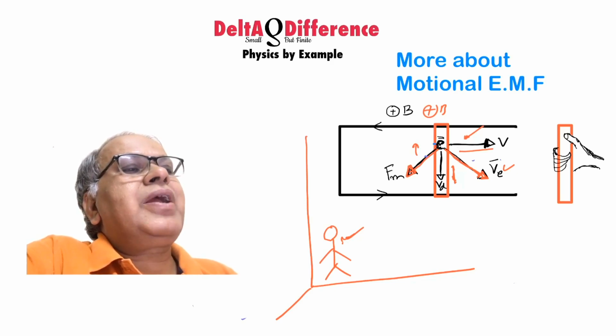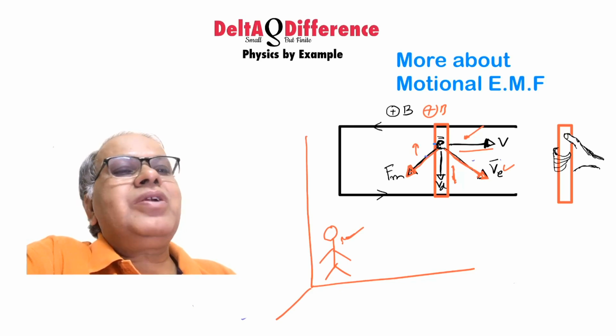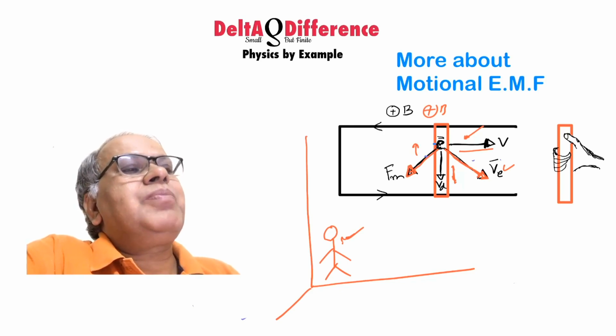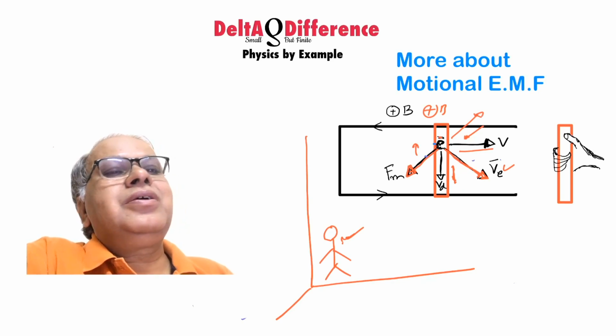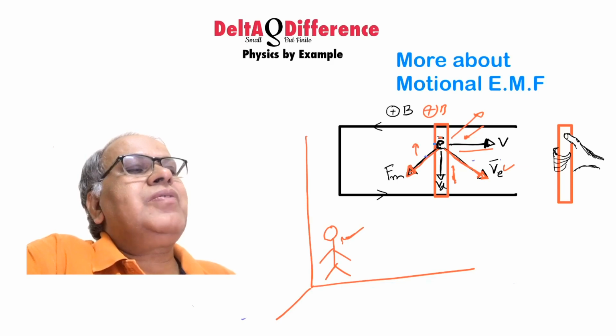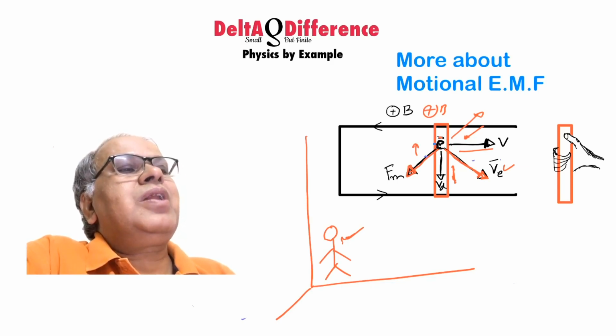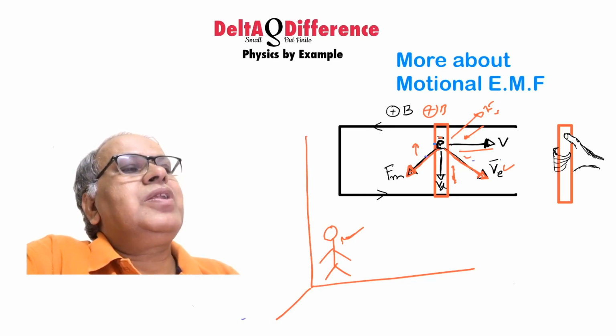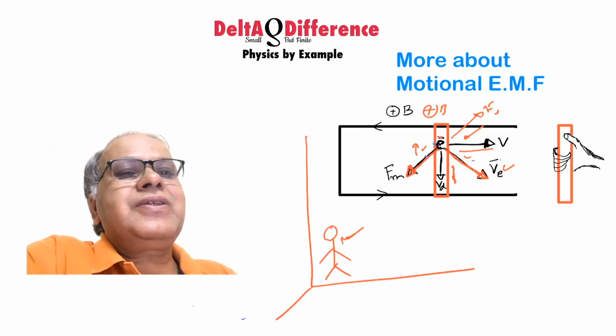So F magnetic is this way. That also comes from what? QV cross B. Had this been a positive charge, the force would have been in this direction. By applying our right hand thumb rule, we can do V cross B. B is into the plane. So if I do that on a positive charge, the force is going to be in this direction. Since it is an electron, the force will be like this. The angle between V and this Fm will be 90 degrees.